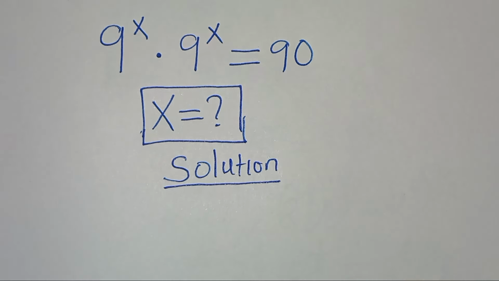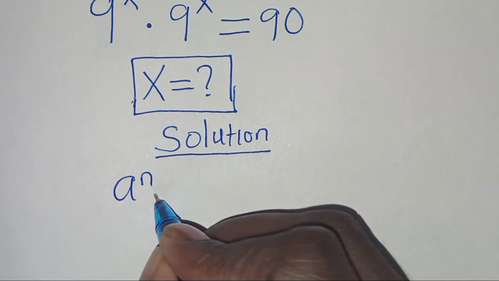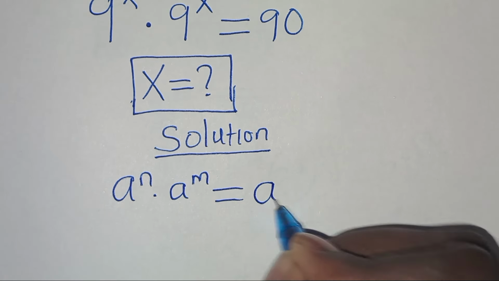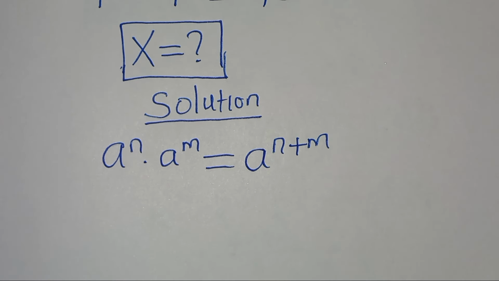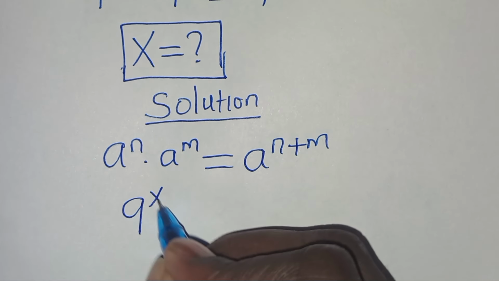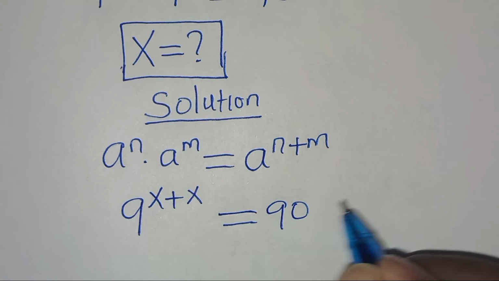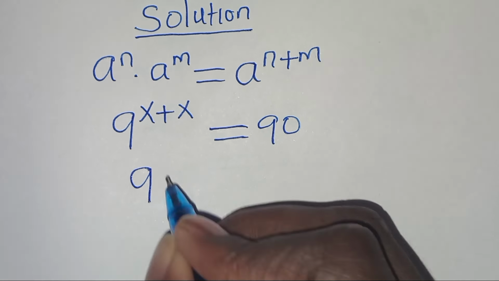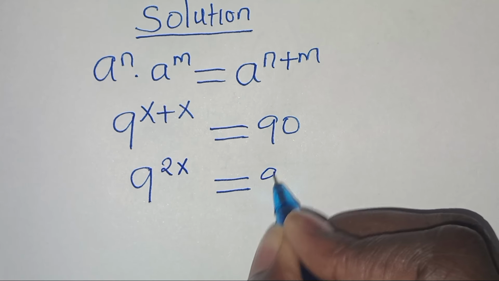This exponential equation is of the form a to the power of n times a to the power of m, which we can express as a to the power of n plus m. Applying this exponent property, this means we have 9 to the power of x plus x. This is equal to 90. So we have 9 to the power of x plus x, this is 2x. This is equal to 90.